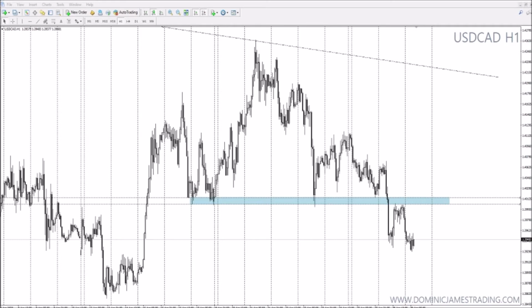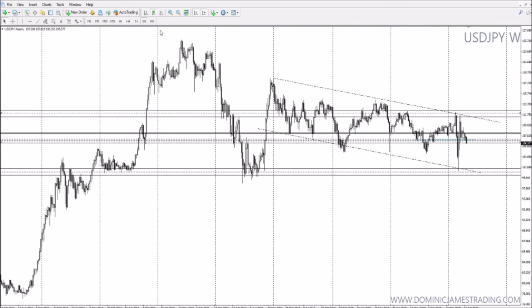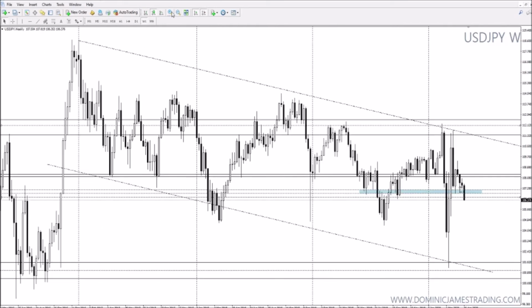Same with dollar yen. If we go to dollar yen, we had another blue box. You go watch yesterday's video, support and resistance. We had the Monday's low as well, break below, retest, sells off. So quite basic. If we go out to the weekly chart, you can see why I was looking for selling opportunities. I'll take these day dividers off.